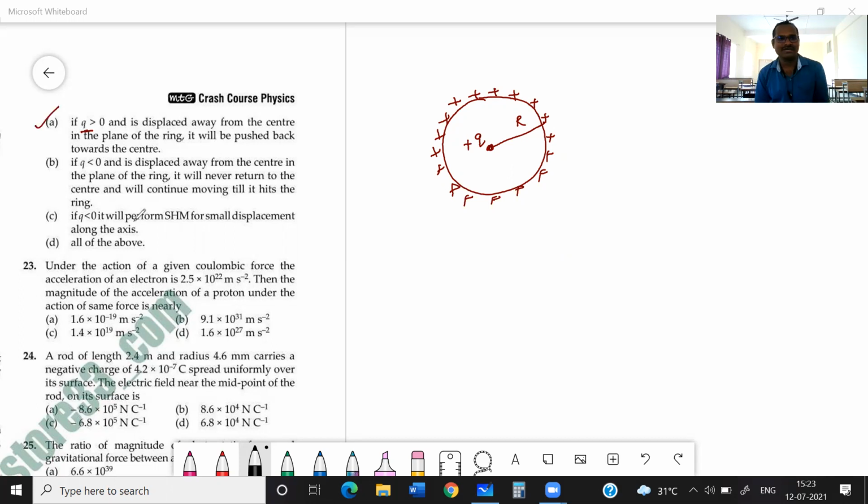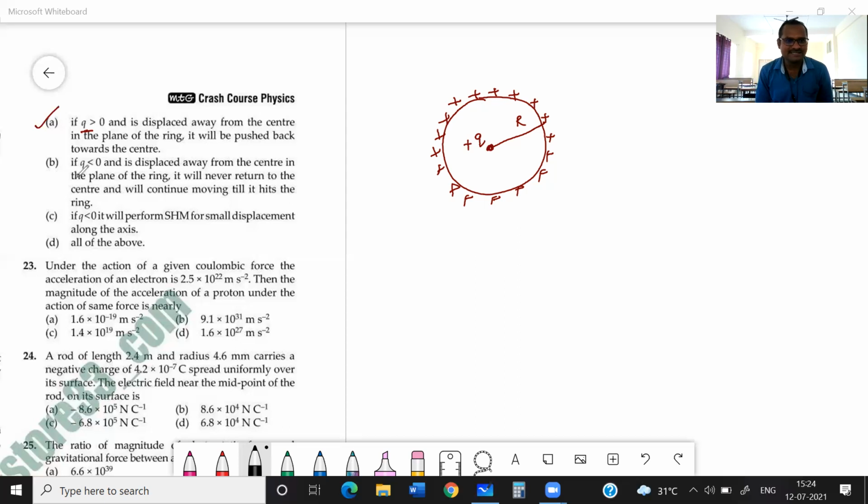I hope you understand what they said. If Q is positive and it is displaced away from the center in the plane of the ring, it will be pushed back towards the center. Along the axis of the ring the electric field will be there, and it will be pushed backward because it is a positive charge and the electric field is also from a positive charge.